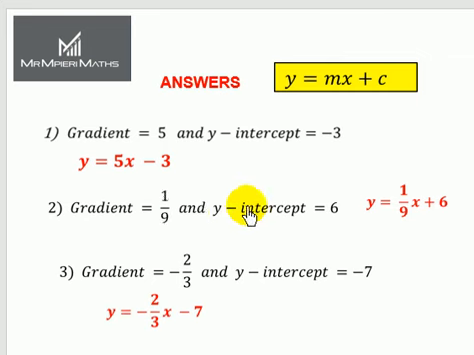Gradient here is 1 over 9 and y-intercept is 6. So y equals, here m is 1 over 9 x and c is 6. So y equals 1 over 9 x plus 6. Here the gradient is minus 2 over 3 and y-intercept is minus 7. So y equals minus 2 over 3 x minus 7. Did you get them all right? You can go back to the PowerPoint until you understand it very well.